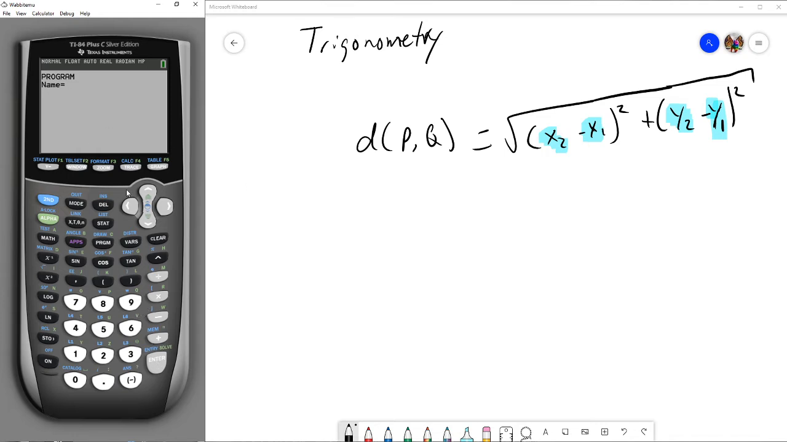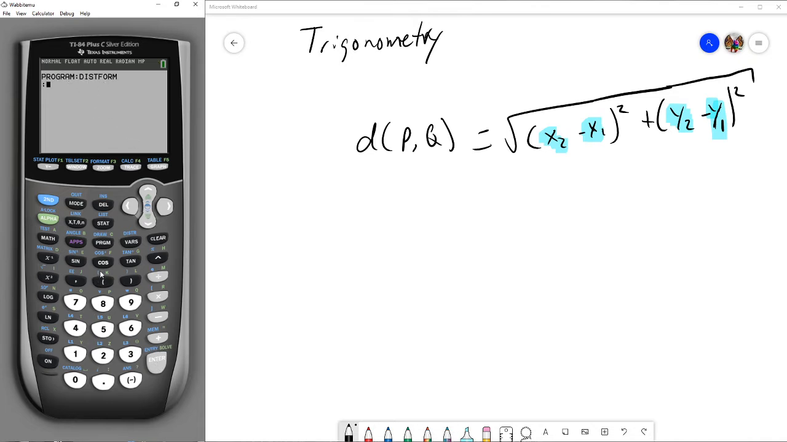Alright, and to create our program, I think I'll just call it DISTFORM. Now note that your graphing calculator has an 8-character limit for the name. So DISTFORM is the max you can see. Once you get this funny little symbol here, that means you ran out of characters for your name. So let's hit enter. Dist form.